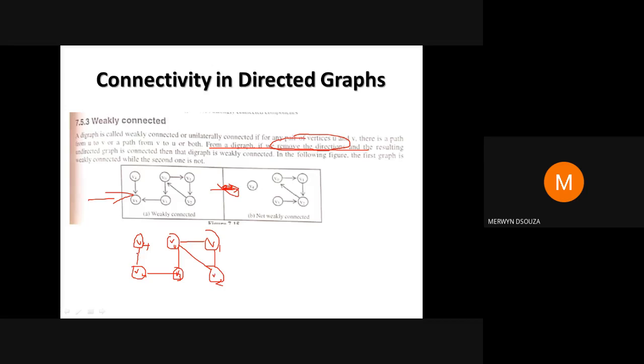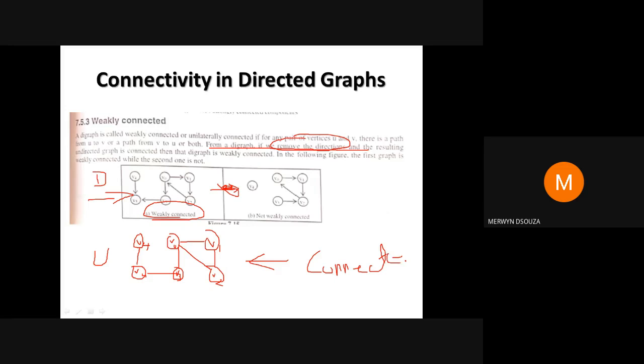Once you have done this, you check whether this was a directed graph. When you remove the directions, it becomes an undirected graph. Now you check whether this undirected graph is connected. If this is connected, then this digraph will be called weakly connected. You can see here that this graph is connected.